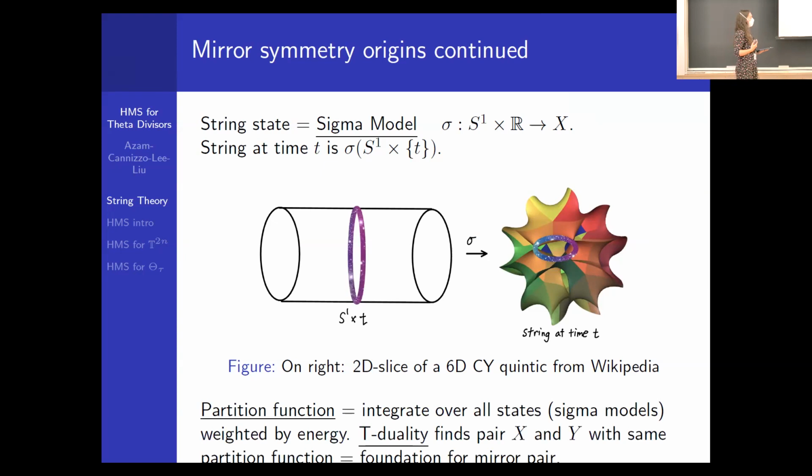The way that the physics is measured is by taking all of these sigma. The space of all of these maps sigma is itself a space that is integrated over, and you weight by the energy, which is a derivative of sigma. And interestingly, there's a phenomenon called T-duality that says there's actually a pair of manifolds X and Y, which give the same partition function. So this is the foundation for mirror symmetry as studied in math. We have a pair of manifolds, and mathematically they relate to each other.